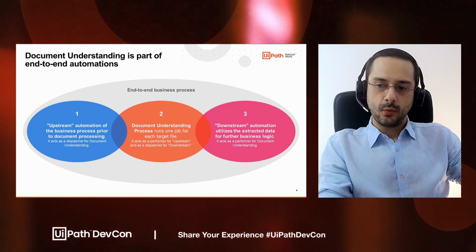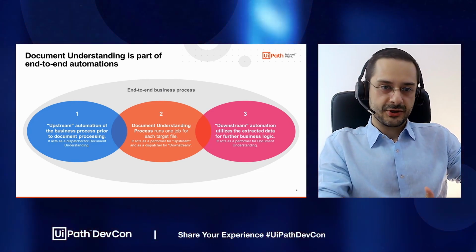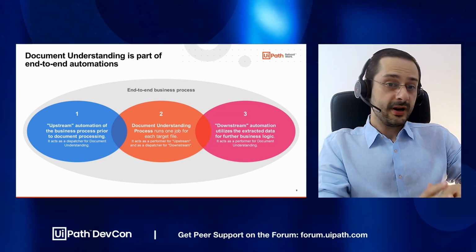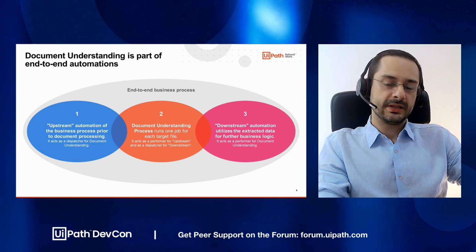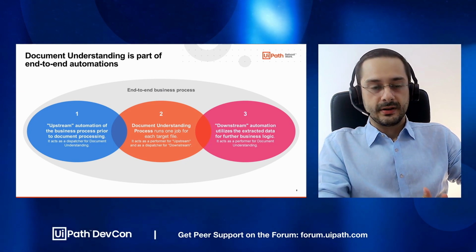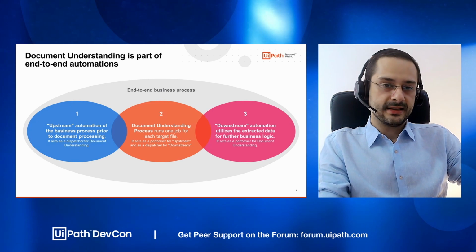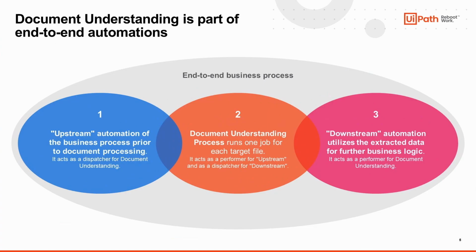If we look at it in a complete scenario, we can see document understanding being a key part where we extract the information. And we have an upstream automation prior to document understanding, where the files to be processed are retrieved, and this would act as a dispatcher for document understanding. Document understanding would then act as a performer by extracting the data and then act as a dispatcher itself for other automations that are making use of the exported data.